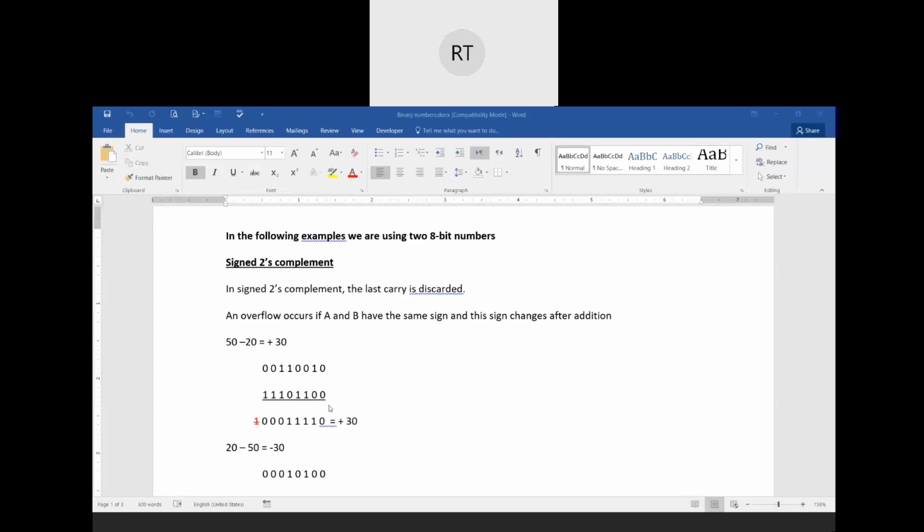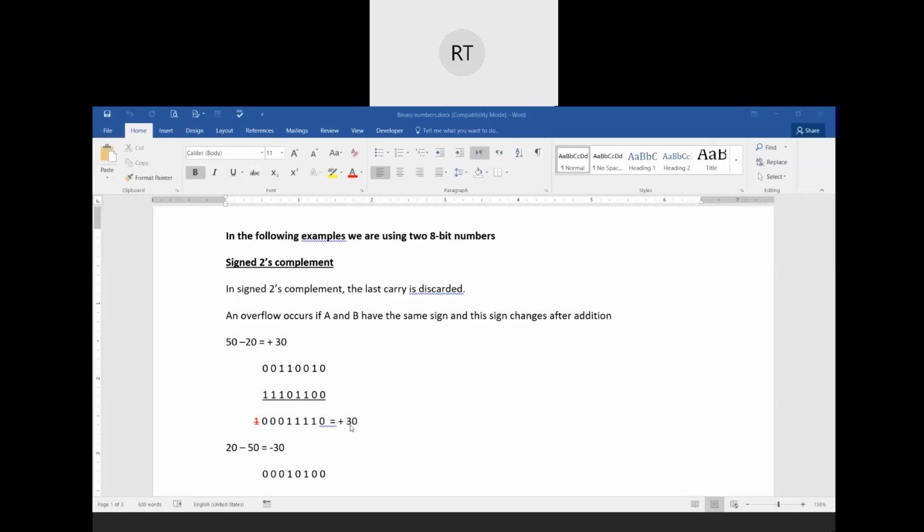You add them, 0 plus 0, 0, 1 plus 0, 1, 0 plus 1, 1, 1, and so on until we get here 0 plus a carry. We always discard the last carry when you are subtracting two numbers. You always discard the carry, we ignore it. Now, what is the answer here? This is number 30.